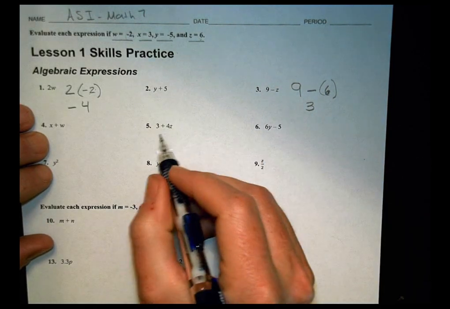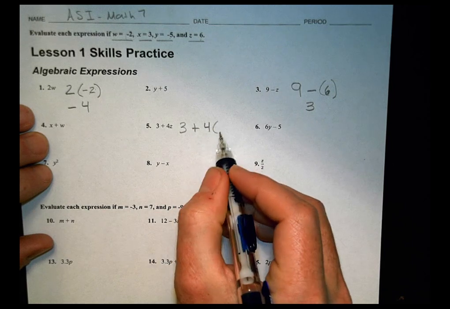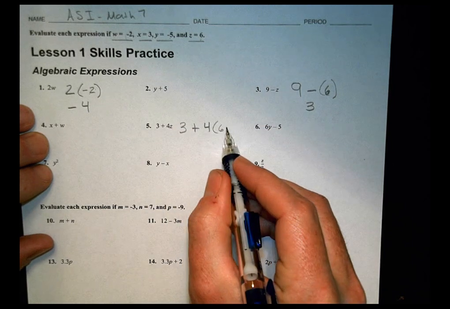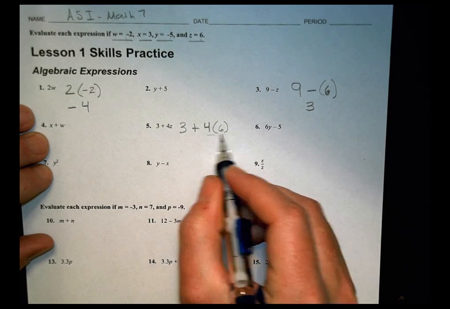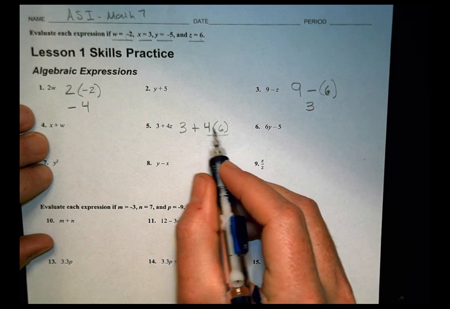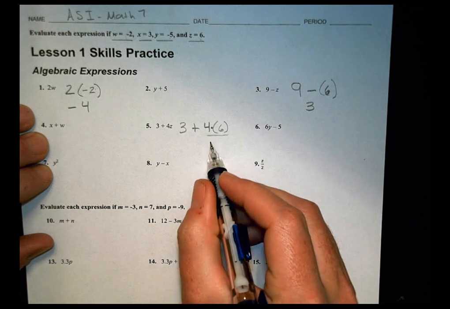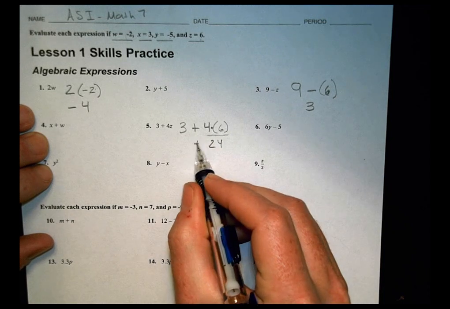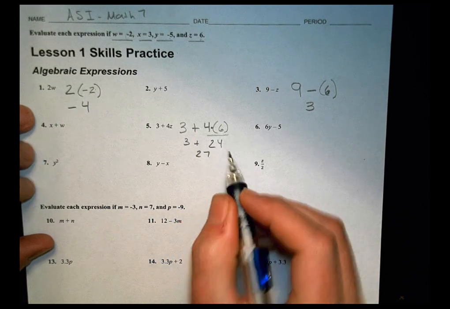Number 5, we have 3 plus 4 times z. And again, z is 6, so we put a 6 there. First thing I want to do here is do this part. It says to multiply the two numbers side by side. I'm going to multiply those. I can put a dot there if I want to show multiplication. So that becomes 24, and I still have the 3 in front. So 3 plus 24 is 27.